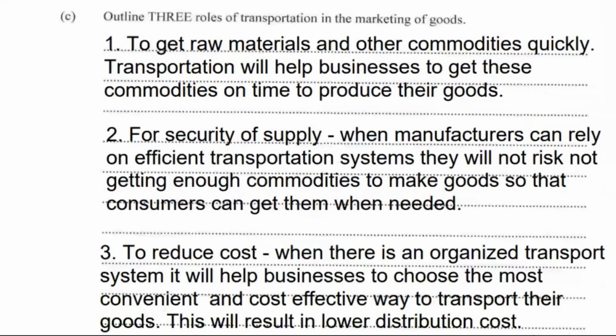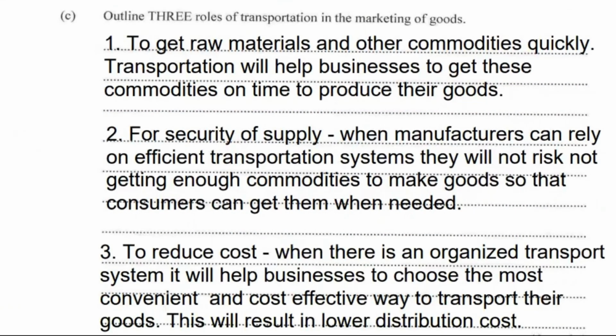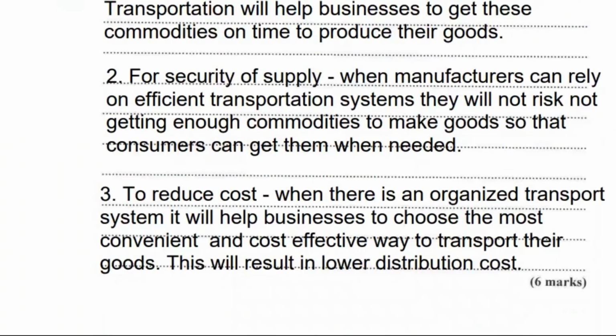All right, let's look at it. First, to get raw materials and other commodities quickly. Transportation will help businesses get these commodities on time to produce their goods. So remember, it's outline, so you have to give a brief explanation. Second role, for security of supply. When manufacturers can rely on efficient transportation systems, they will not risk not getting enough commodities to make goods so that the consumers can get them when needed. Third one is to reduce costs. When there's an organized transport system, it will help businesses to choose the most convenient and cost-effective way to transport their goods. This will result in lower distribution cost.